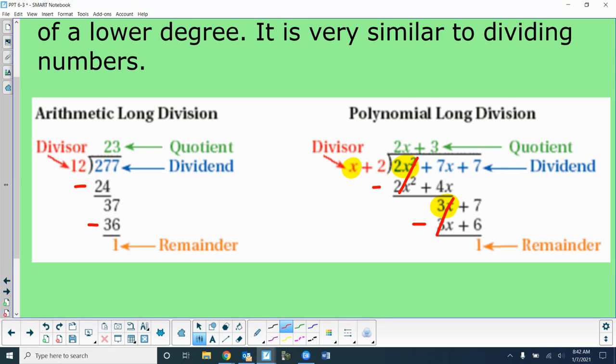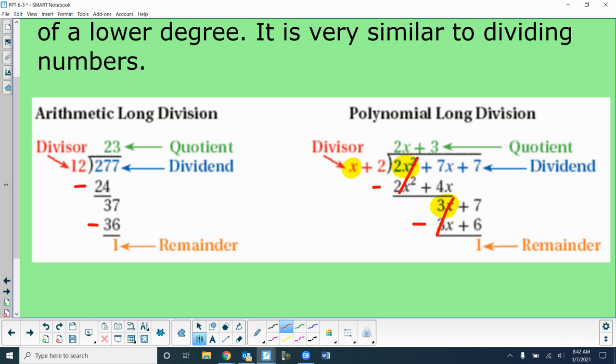In the dividend area, the blue area, or in the divisor area also. So if there was an x squared out here, that was x squared plus 2, I'd want you to write x squared plus 0x plus 2 to hold that spot. See how everything lined up nice? All the x squareds lined up, all the x's, all the constants, right?